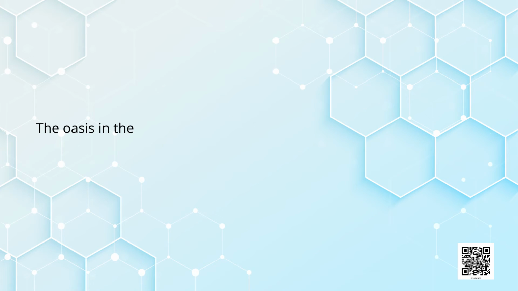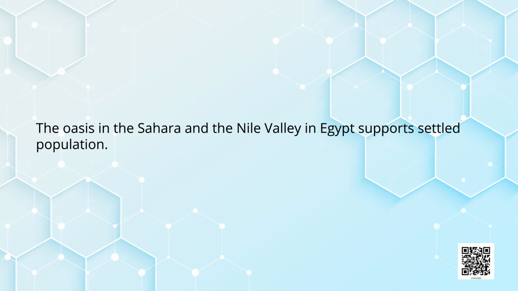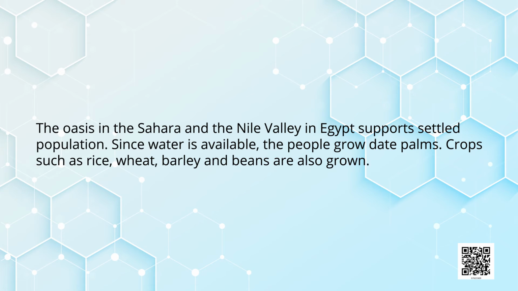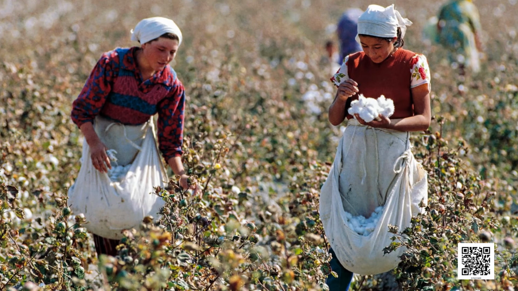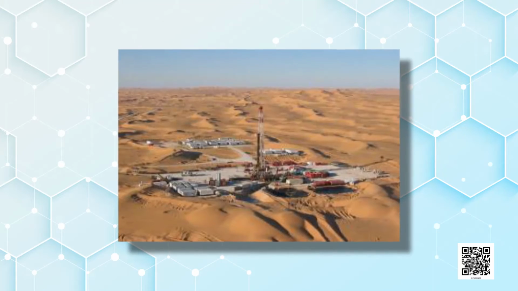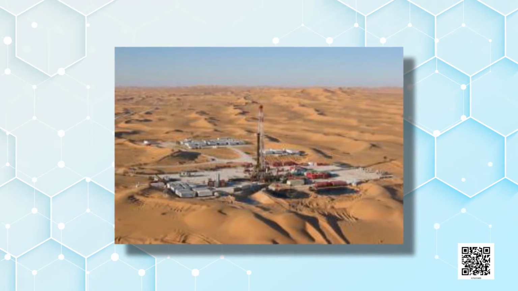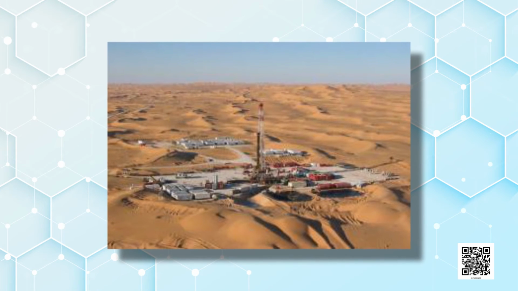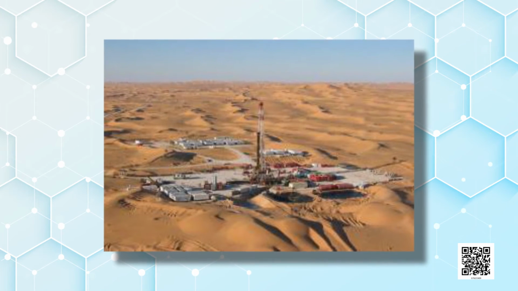The oases in Sahara and the Nile Valley in Egypt support settled populations. Since water is available, the people grow date palms. Crops such as rice, wheat, barley and beans are also grown. Egyptian cotton, famous worldwide, is grown in Egypt. The discovery of oil is constantly transforming the Saharan desert. Other minerals found in the area include iron, phosphorus, manganese and uranium.